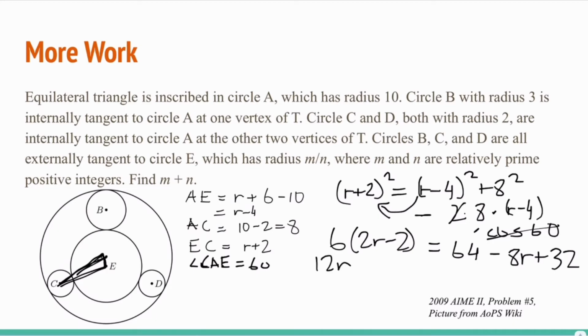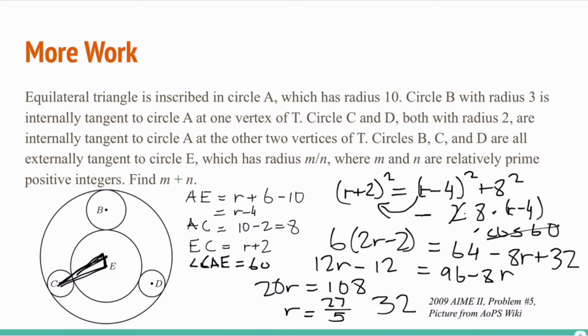Simplifying, we get that 12r minus 12 is equal to 96 minus 8r, so 20r is equal to 108. And this gives that r is equal to 27 over 5. And m plus n, in this case, is 32, which is our answer.